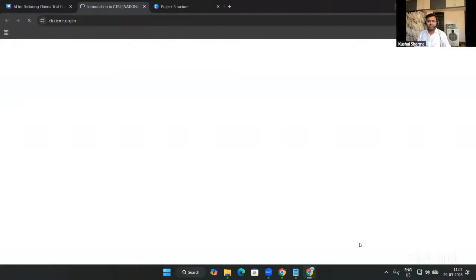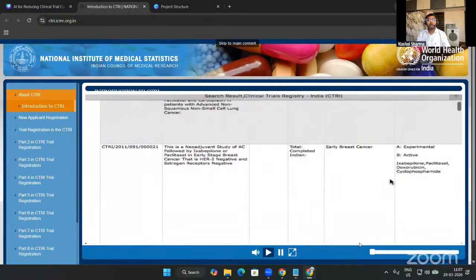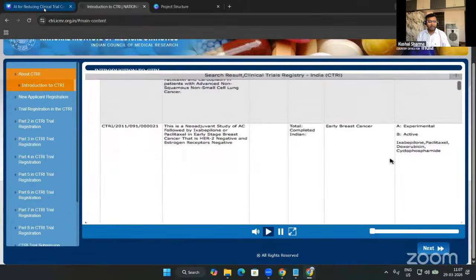Let us go to this link. So you can see here under National Institute of Medical Statistics, Indian Council of Medical Research. If you want to know how anyone can get registered as a volunteer for a clinical trial, you can go through this content. Now let me go back.